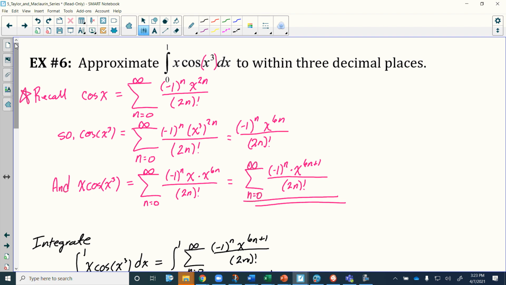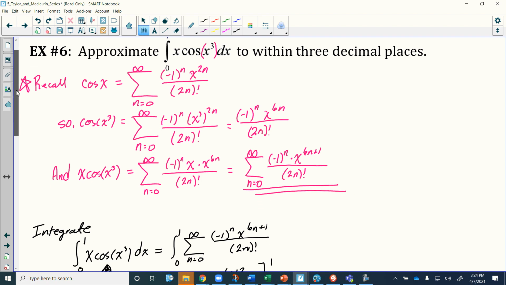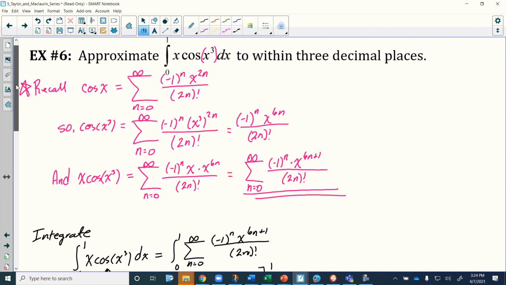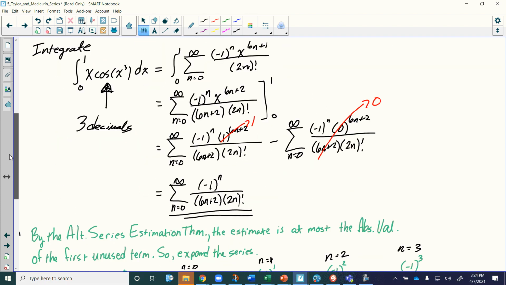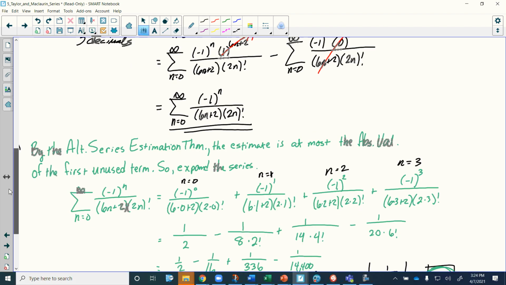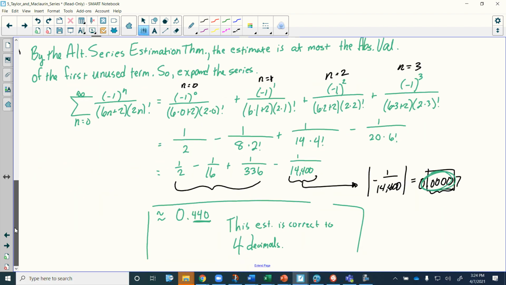Because without that, we don't know how to do our substitution to get to the series that we're going to look at here for x times cosine of x cubed. And without that, we can't do the integration. And without that, we can't get the first several terms to get the sum to 3 decimal places, or figure out what the first unused term value would be.